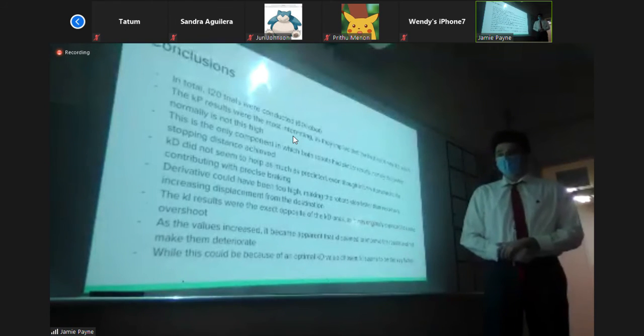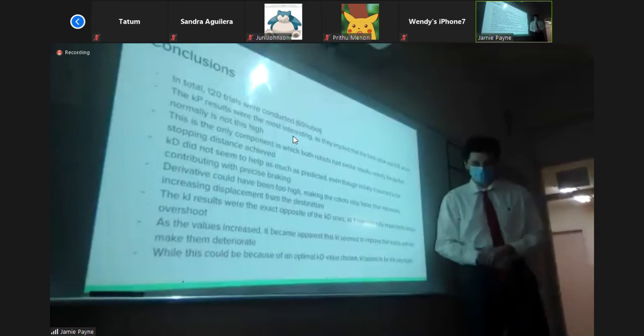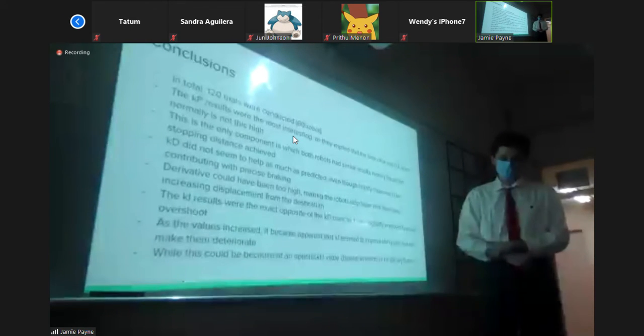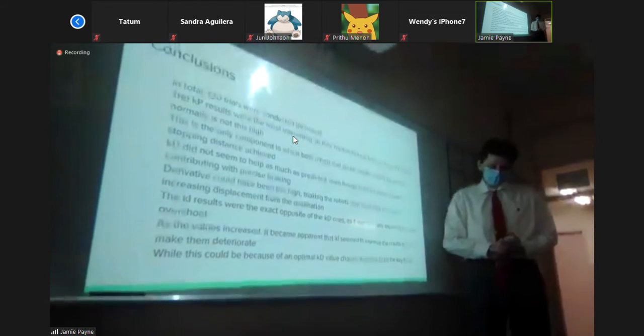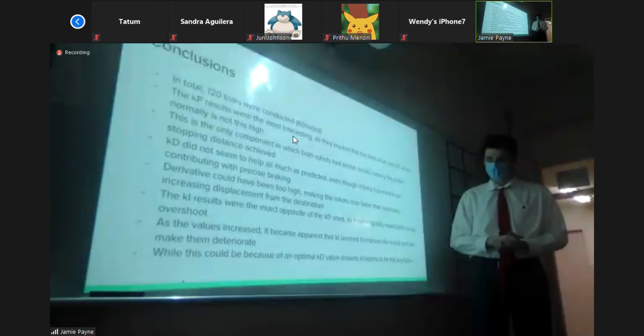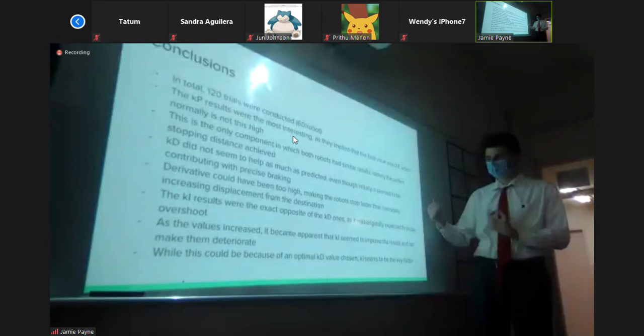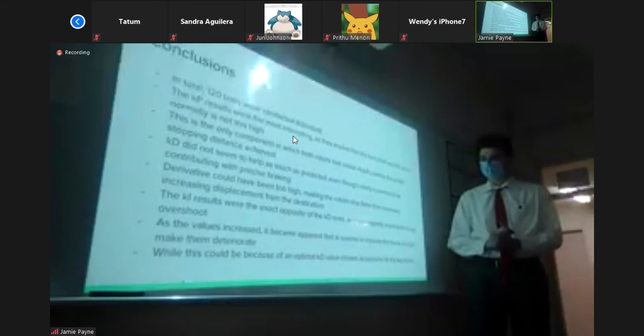Another thing was that originally I had anticipated that the derivative component would be somewhat effective, but it didn't seem to help as much as I predicted, even though it seemed to be helping at first, but the results just went off a cliff from there on. I think the derivative could have been too high, and that made robots stop faster than necessary, which of course increased the displacement from the destination.